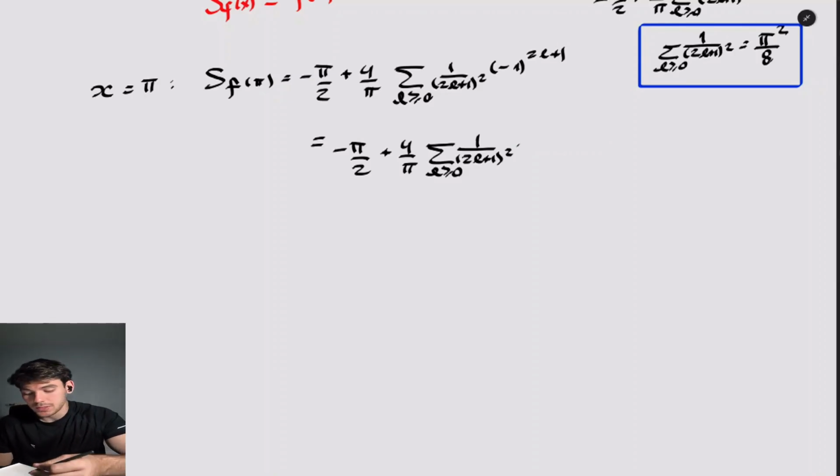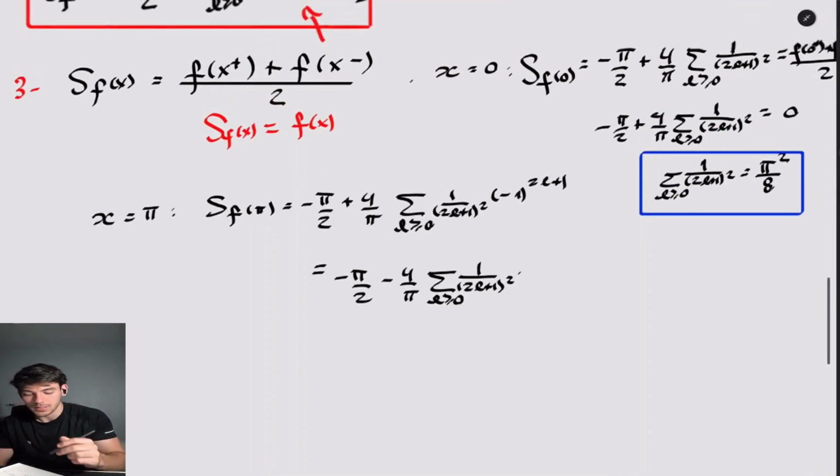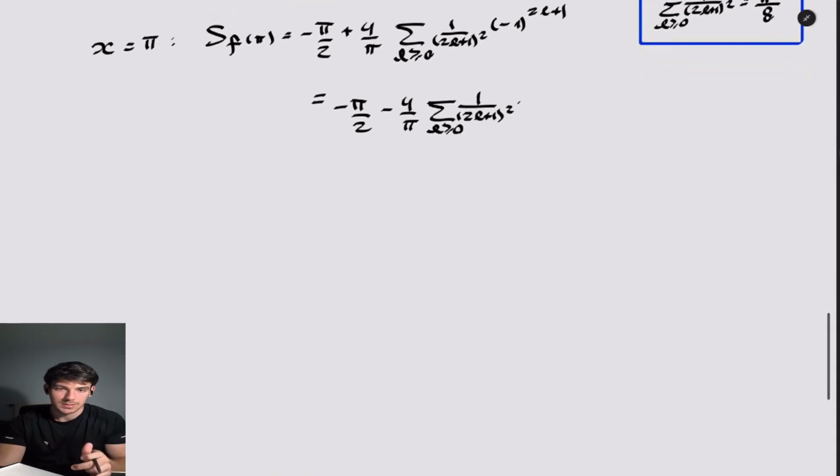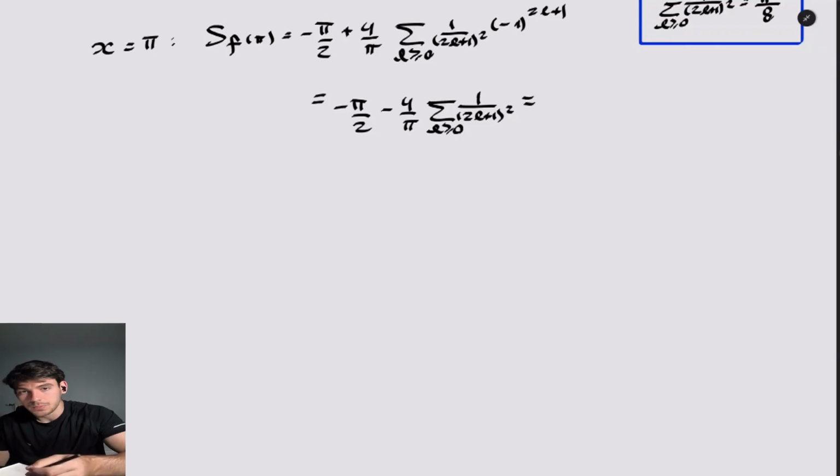Here, minus 1 to the power of an odd number. This will give us just minus 1. And if we want, we can take this minus 1 out of the sum. So I'll just erase it, and I'll put here a minus. So we have minus 4 divided by pi times the sum. Okay? And once again, we'll use Dirichlet.